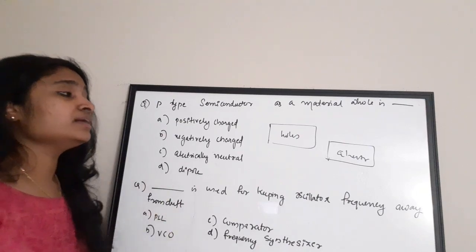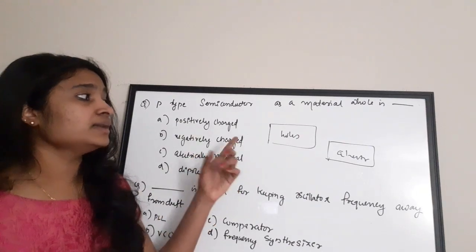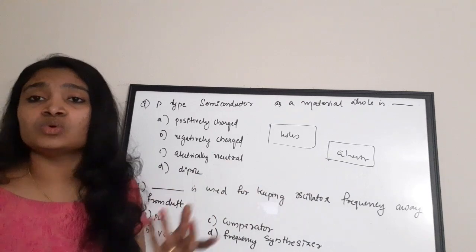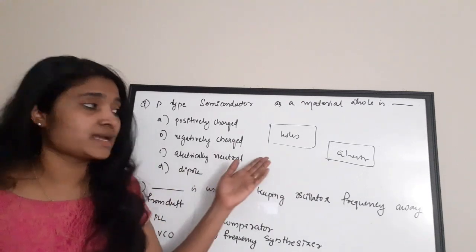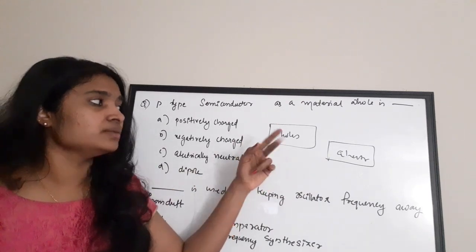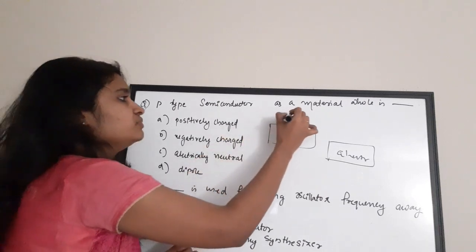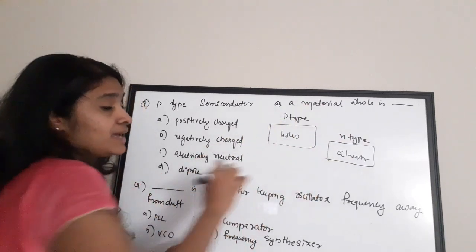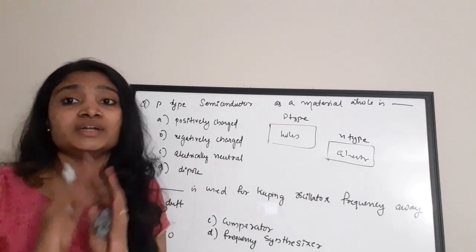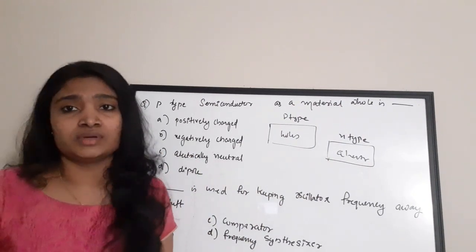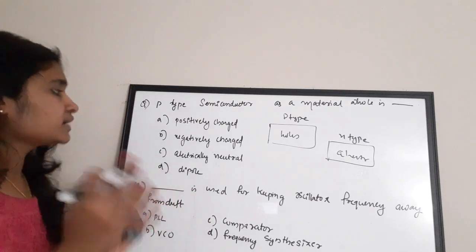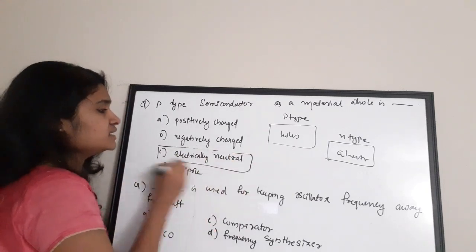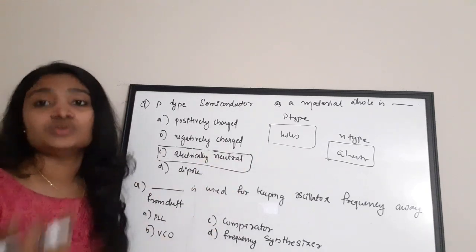We know that P-type has more holes, and N-type has more electrons, because of the acceptor atoms in P-type. In P-type we use acceptor atoms, right? In N-type we use donors. But as a total material, they are electrically neutral only. Okay. So the correct answer is option C, which is electrically neutral.